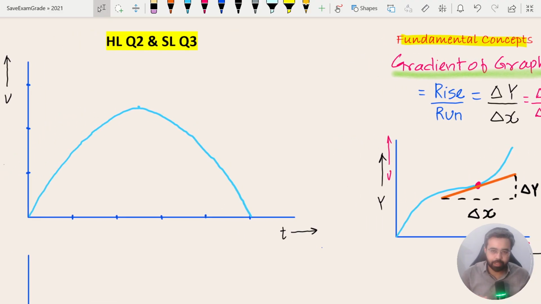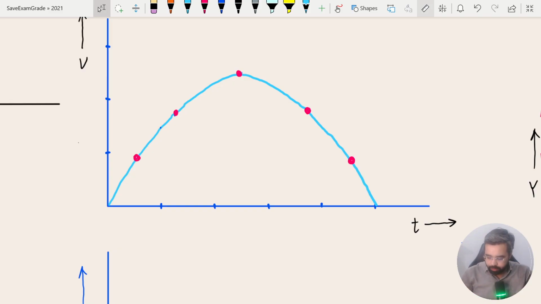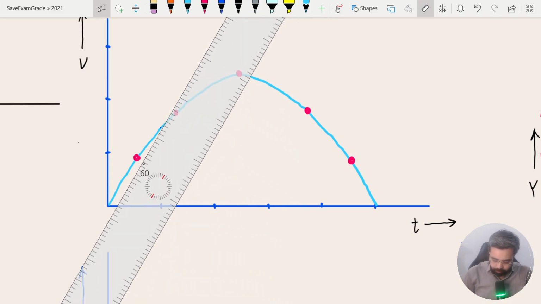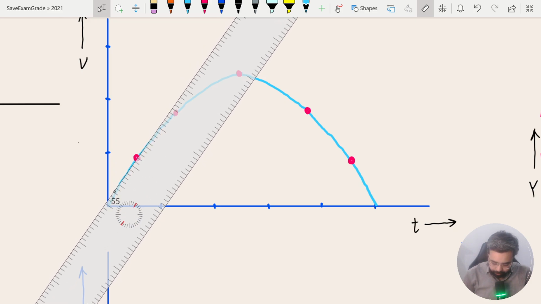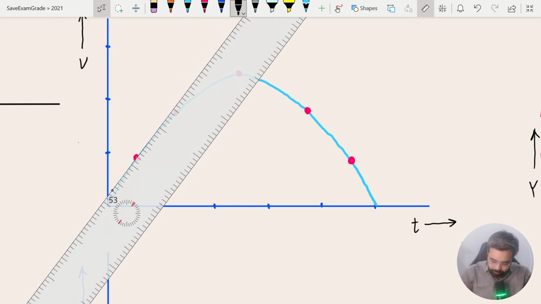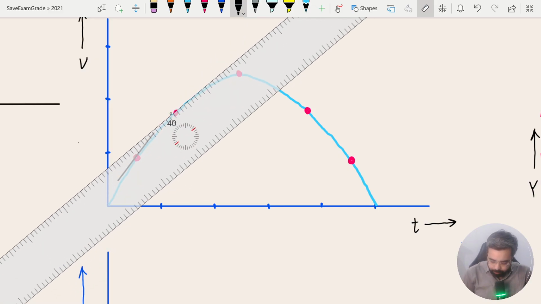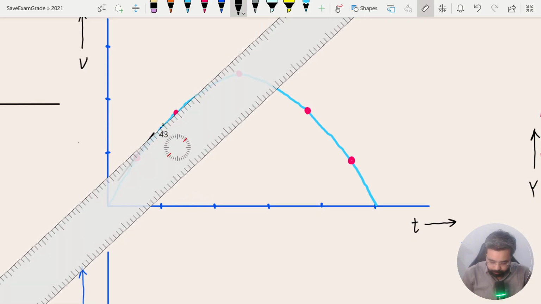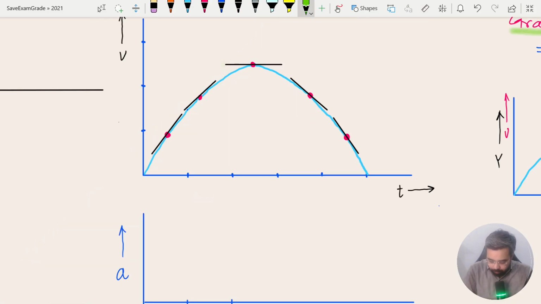So we must take a few points on the graph to see how the gradient is changing. So we have taken a few points and now we will draw the tangents, because the graph is not a straight line, it is curved. So this is a tangent line and we will see what is happening to the steepness of this line. So first of all, look at this horizontal tangent line.